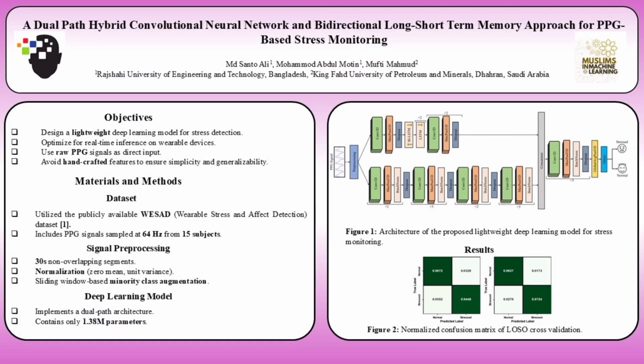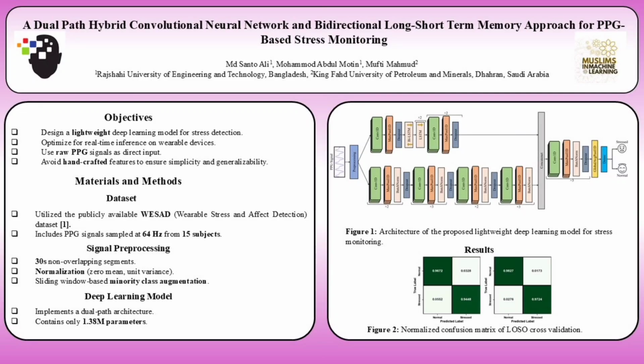Objectives. Let us begin by outlining the motivation and key objectives behind this work. Mental stress is a growing public health issue. It can lead to serious physiological and psychological consequences, such as hypertension, hormonal imbalances, anxiety, and depression. Therefore, effective stress monitoring is critical for early intervention and mental well-being.